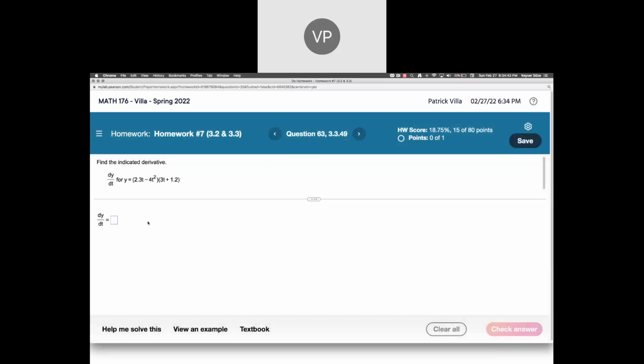Okay, on this one, find dy dt, which is, again, just another way to write the derivative of the function y equals (2.3t minus 4t squared)(3t plus 1.2). All right, so again, I'm going to lay these out, and it won't hurt you to do this. Let's call this the first. Let's call this the second. And even if you need to, you can write out the formula right above it, especially when you're first learning it. Remember, it's first times the derivative of the second plus second times derivative of the first. That's what I'm going to do right below here.